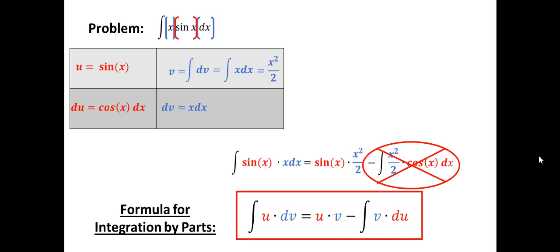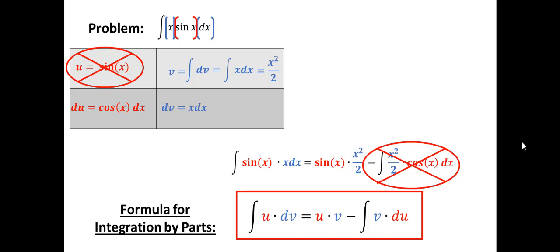The reason that this doesn't help us is because when I find du here, it doesn't get any simpler, and now I've got to integrate that du. And further than that, when I took the integral of my dv, it got more complicated too. So I'm ending up with a more complicated integral here because I chose the wrong u. So really our problem, we didn't have the wrong method, we had the wrong u here.